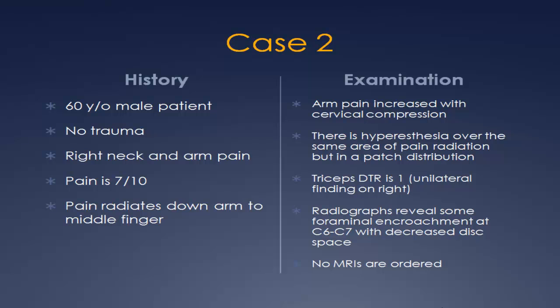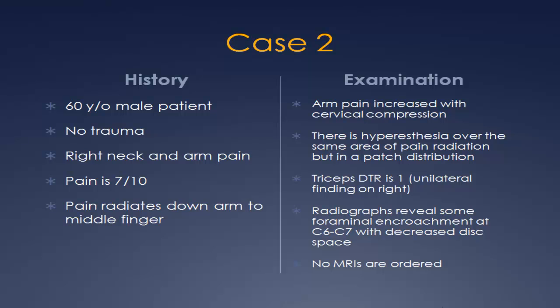Here's case number 2, a 60-year-old patient who presents with a complaint of moderate neck and arm pain. There's no history of trauma. The pain radiates down the arm to the middle finger. The pain is increased in the arm with cervical compression testing. There's hyperesthesia over the same area of pain, but in a patchy distribution.